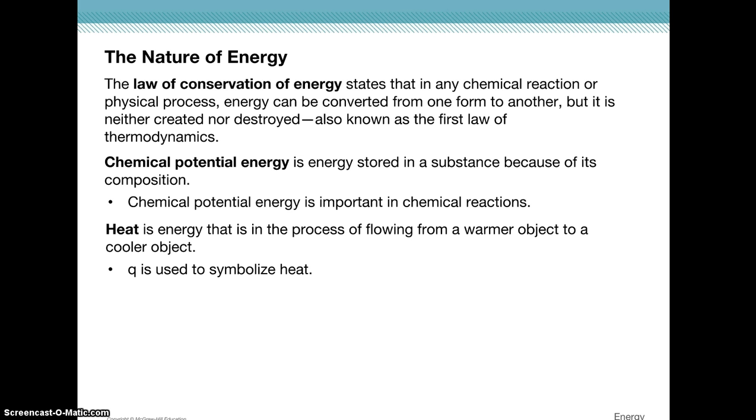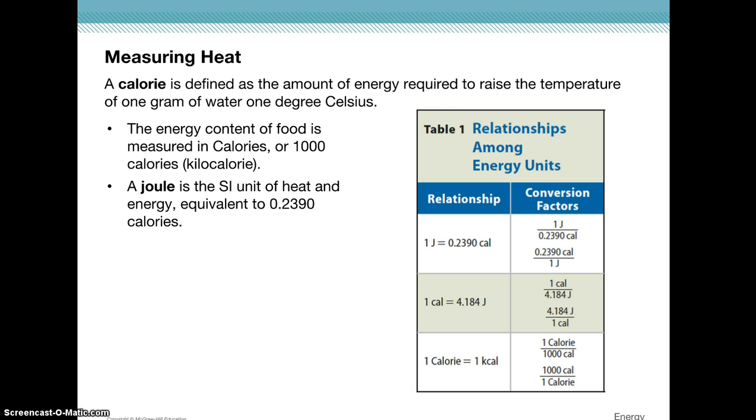Now we're going to be using the symbol Q to represent heat, lowercase q, so that's important for our variable for heat. Now there are two different units you can use to measure heat. A calorie is one of them and a joule is the other one, and we're going to be using joules.